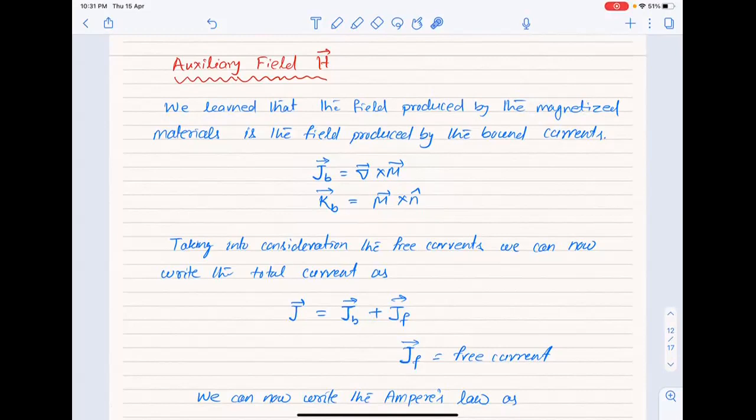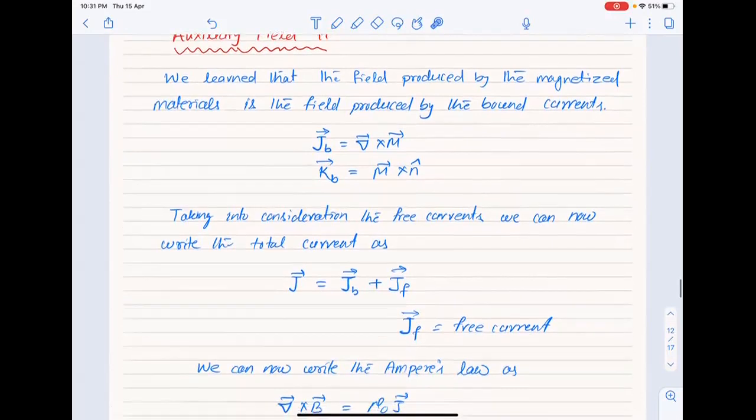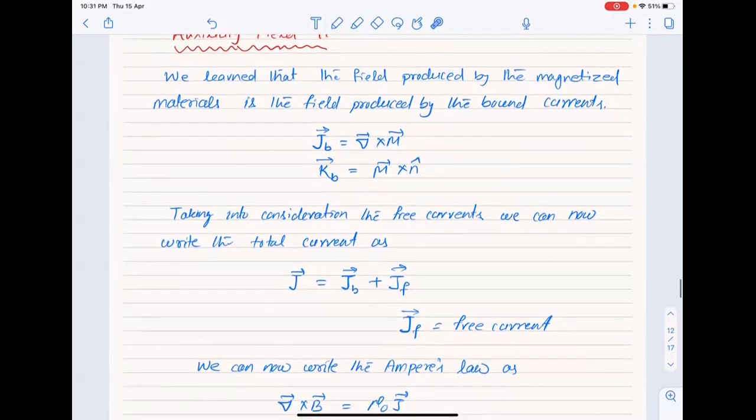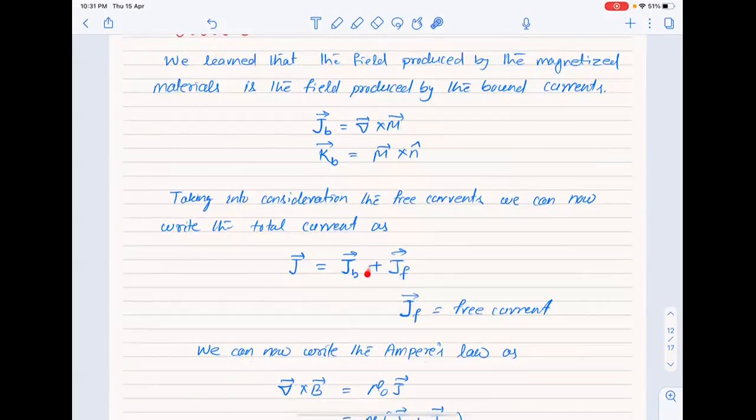But in the material, you can also have free currents, other than these bound currents. For example, you can embed a wire in that material and pass a current. So those free currents will also contribute to the field. Essentially, we can write the total current as a summation of the bound currents, which were produced by the effect of the magnetization, and any free current flowing in the material, that I call J_F. J_F is nothing but the free current, and J_B is the bound current. The total current is J.